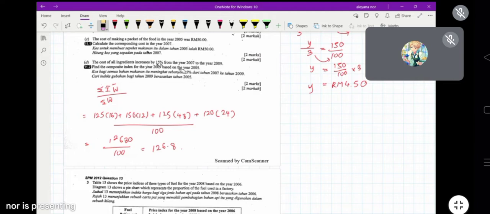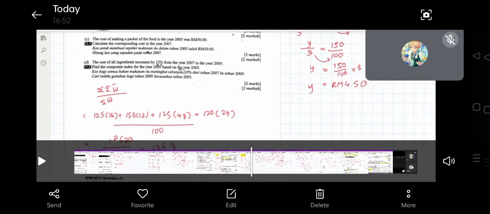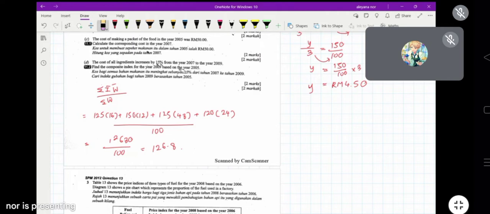Then where does the 100 come from? The 100 comes from 16 plus 12 plus 48 plus 24. And then you do your normal algebra and you will get 126.8.